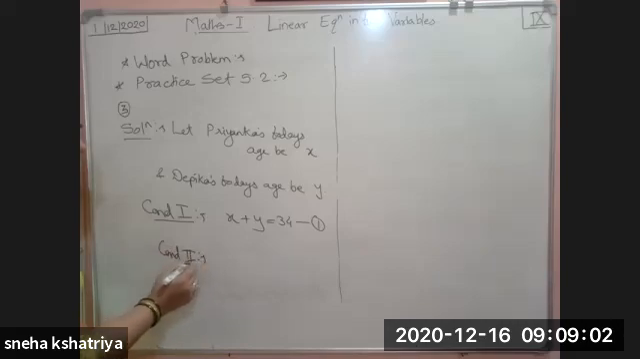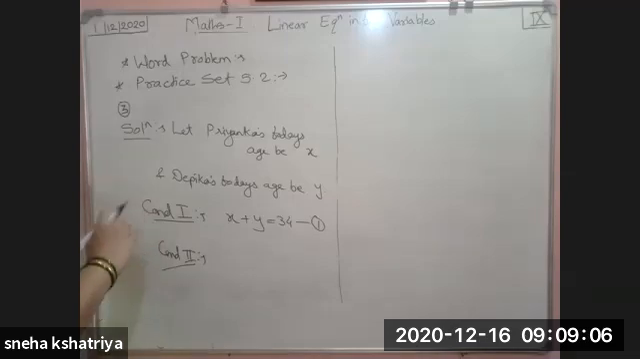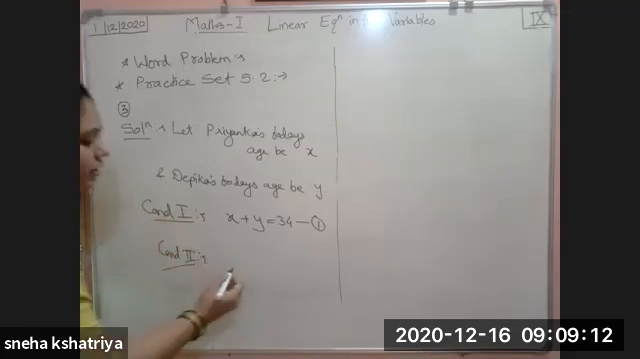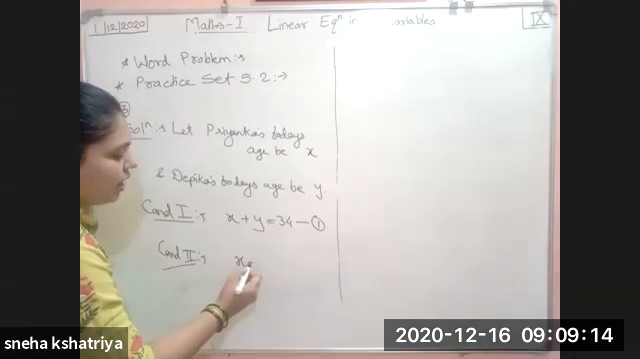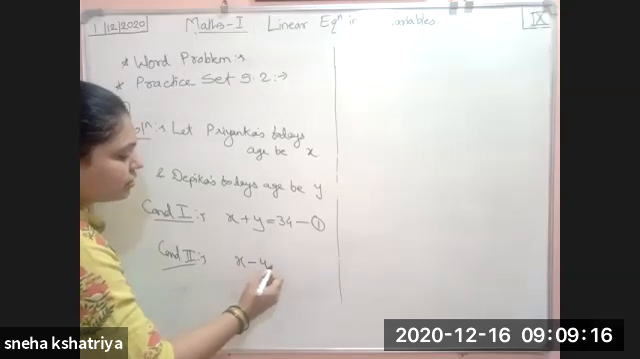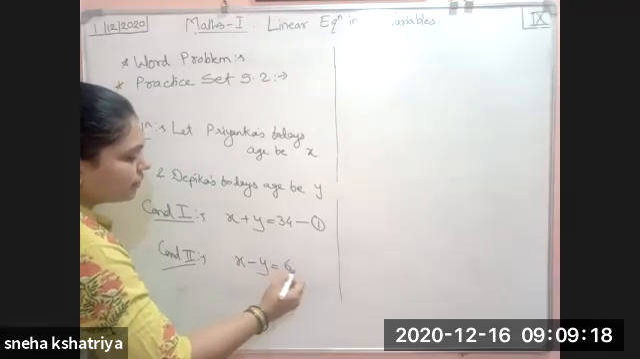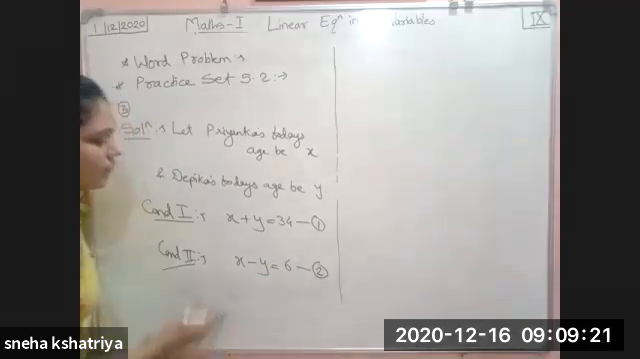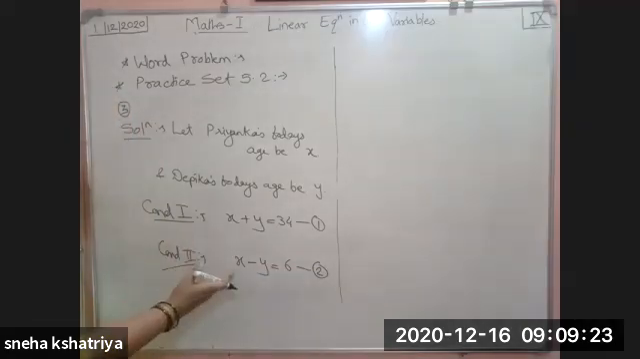Now the second condition. What is the second condition given to us? Priyanka is elder to Deepika by 6 years. Means their age difference is how much? 6 years. So age difference means how much? How are we going to calculate? X minus Y is equal to 6. Very easy example. This is the first equation.